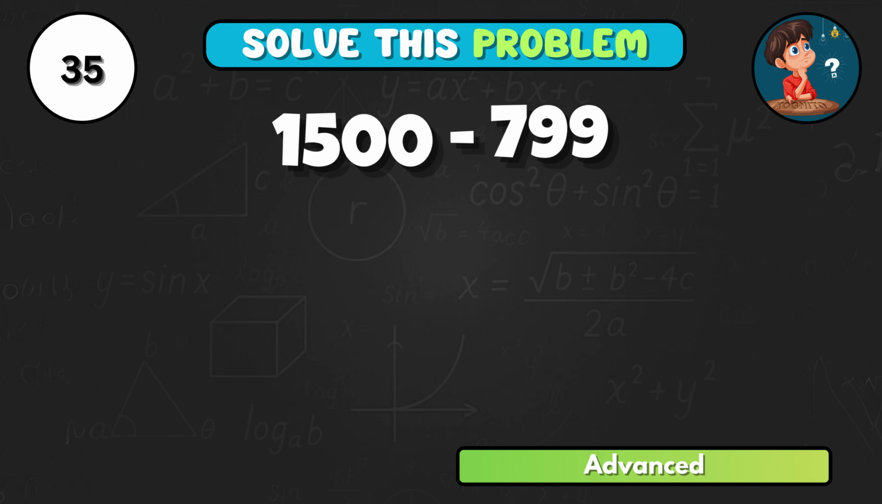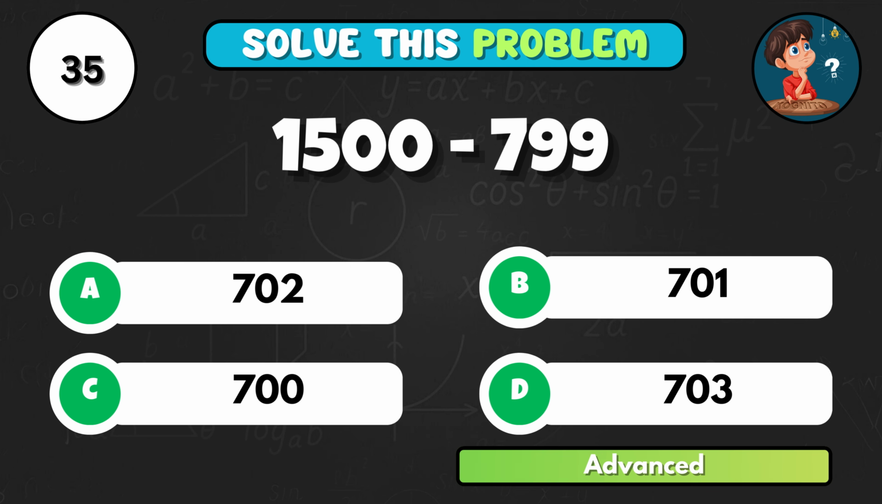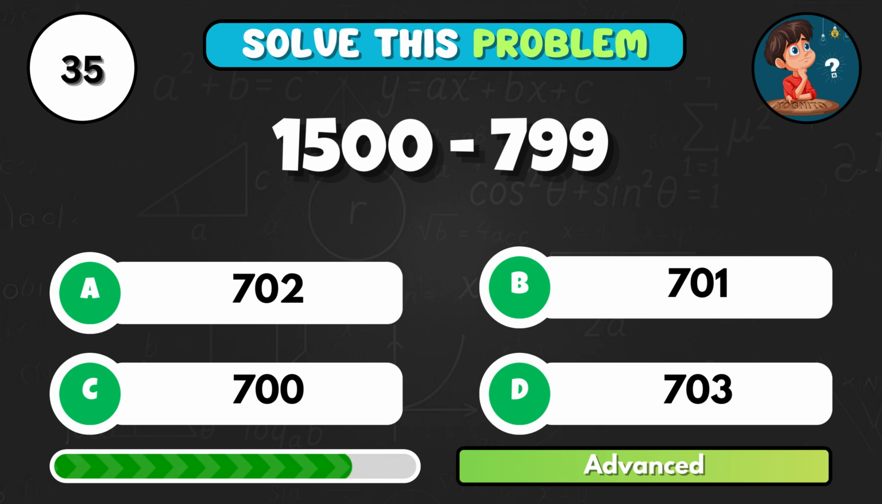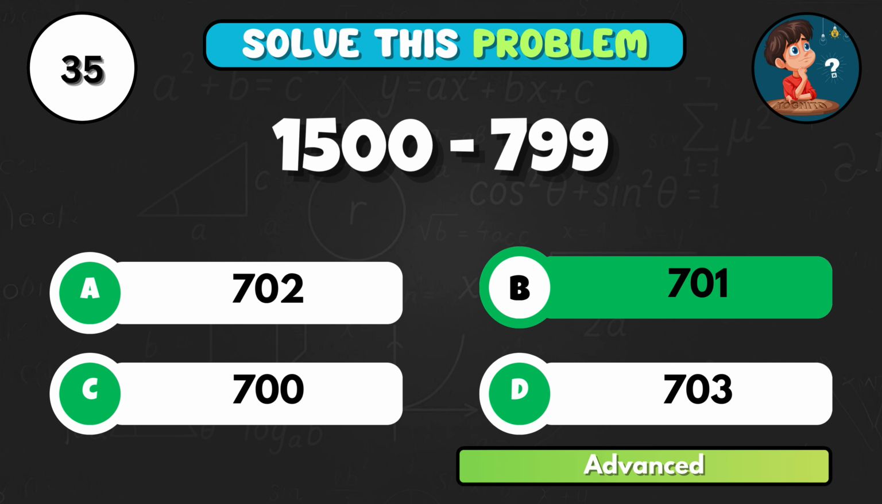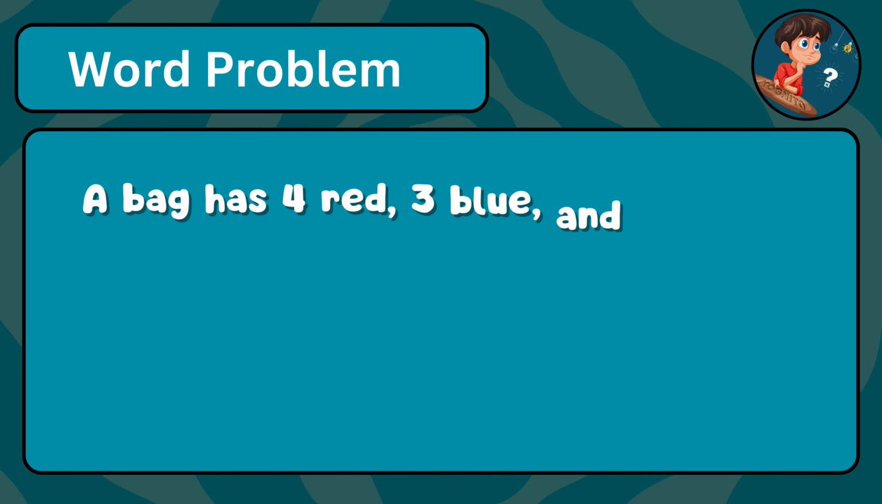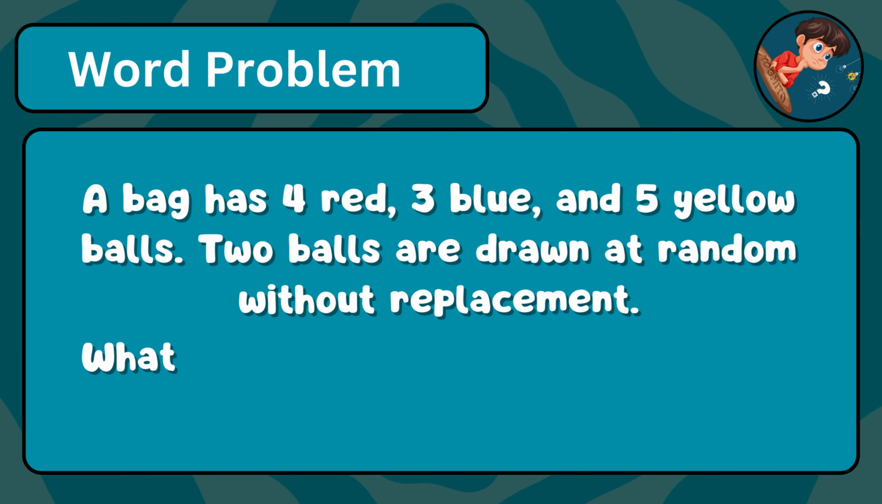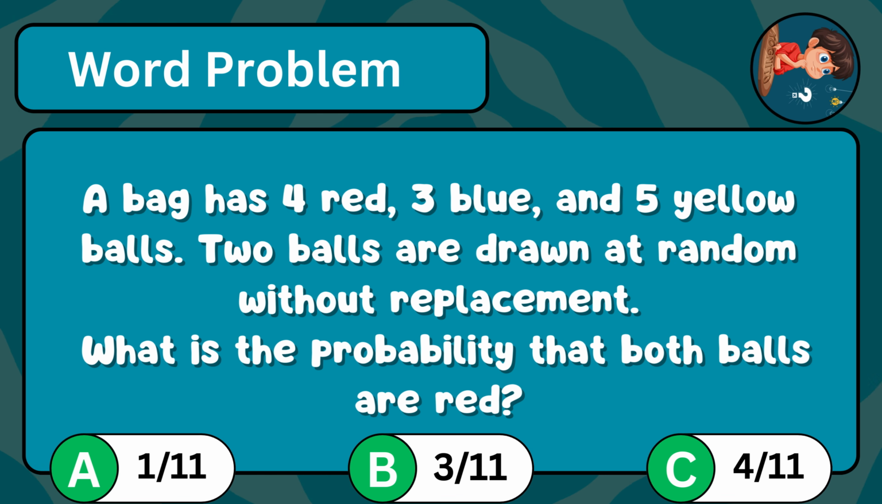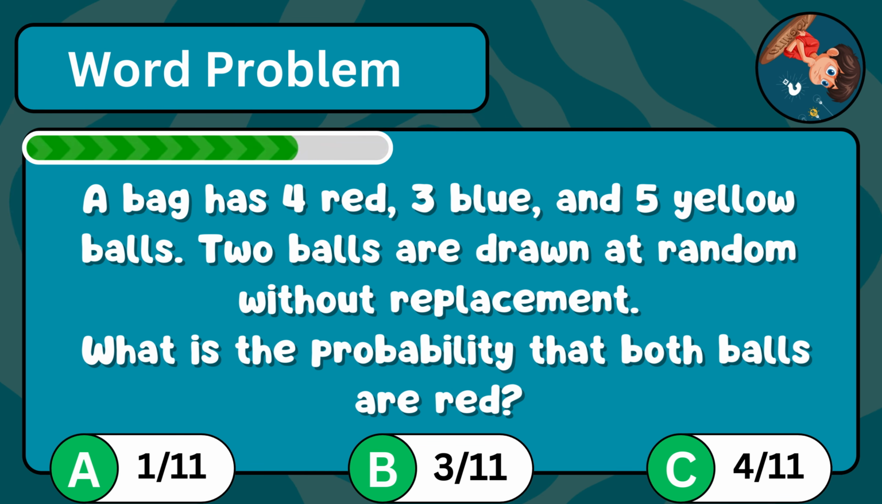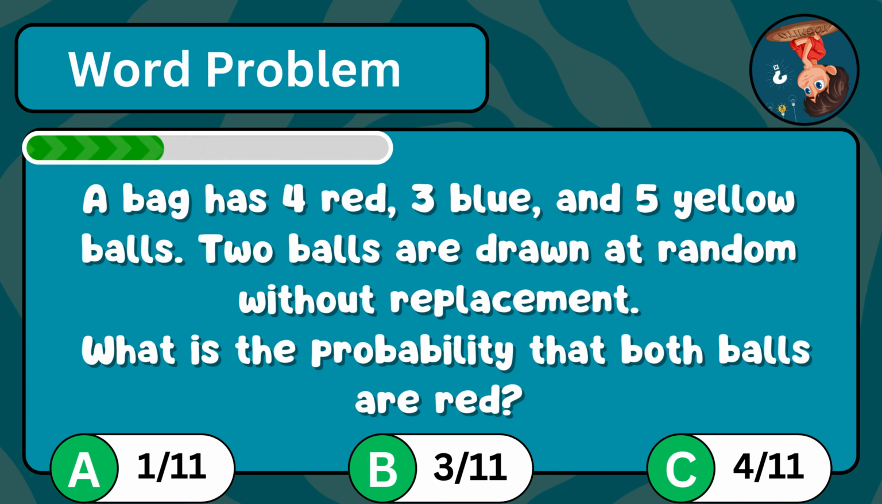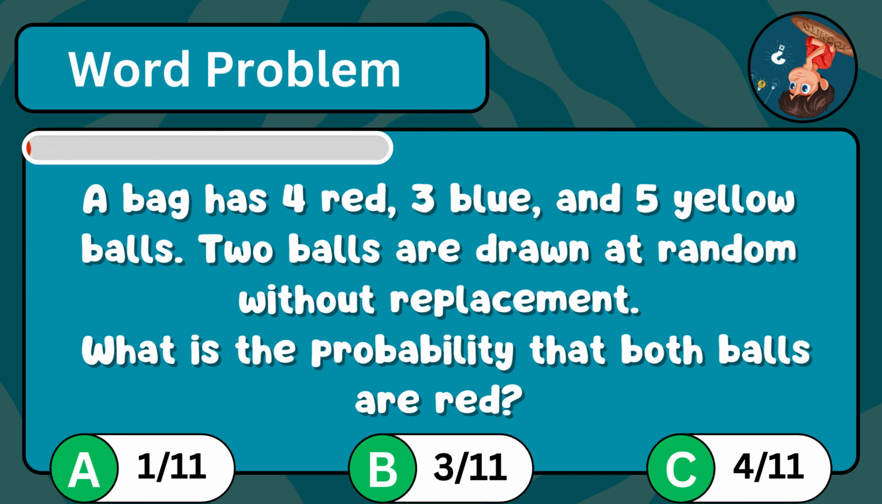What is 1,500 minus 799? Option B is correct. The result is 701. Word problem. A bag has 4 red, 3 blue, and 5 yellow balls. 2 balls are drawn at random without replacement. What is the probability that both balls are red?